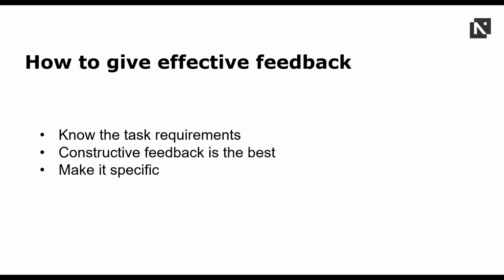So, how to give effective feedback. Know the task requirements so you can give sensible, specific feedback linked to the improvement criteria. Constructive feedback is the best. If you can identify any missing criteria, you may help someone improve their work. Make it specific. The more specific the feedback provided, the easier it is to understand and improve.